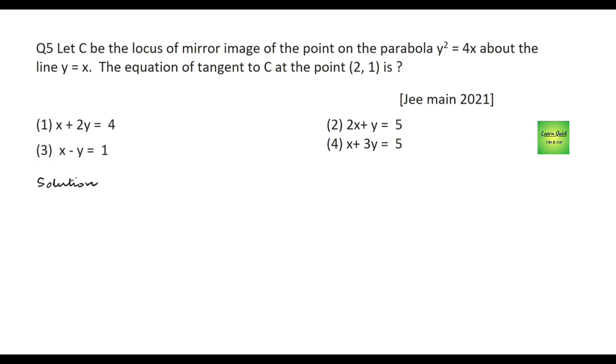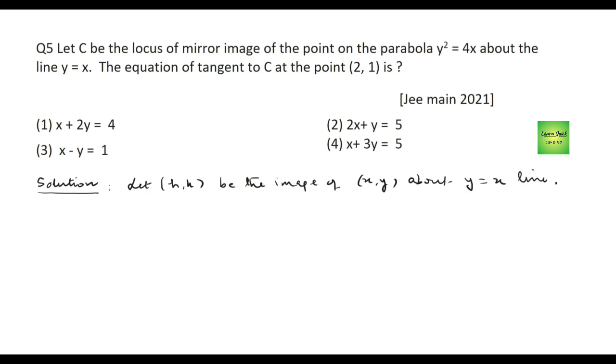Equation of the tangent to C at the point (2, 1) is. Okay, so first of all, we need to find the locus of the mirror image of the point on the parabola. Let (h, k) be the image of the point (x, y), which lies on the parabola. Now, since the image is about the line y equals x, we know that h will become y and k will become x.